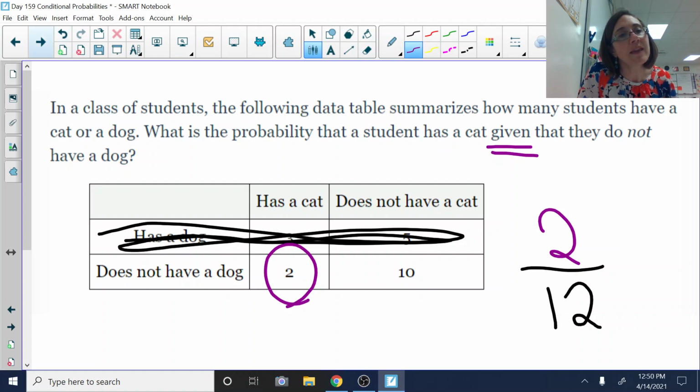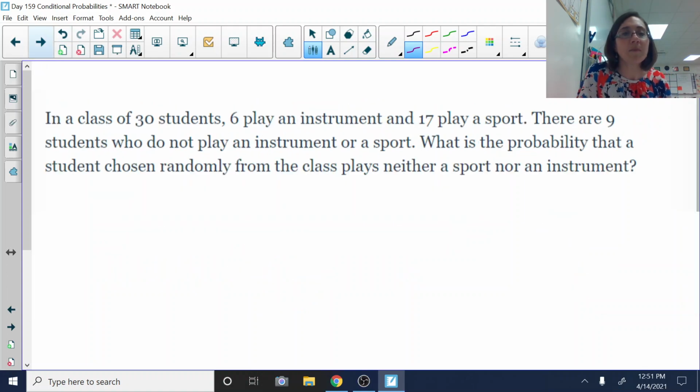So another problem that would look like that, or be related, is in a class of 30 students, 6 play an instrument, 17 play a sport. There are 9 students who do not play an instrument or a sport. What is the probability that a student chosen randomly from the class plays neither a sport nor an instrument? And whew, that is so much information. The other ones that we've seen have our information already organized in a table, and this one is just all words, and it would be a lot easier if we could see it as a table.